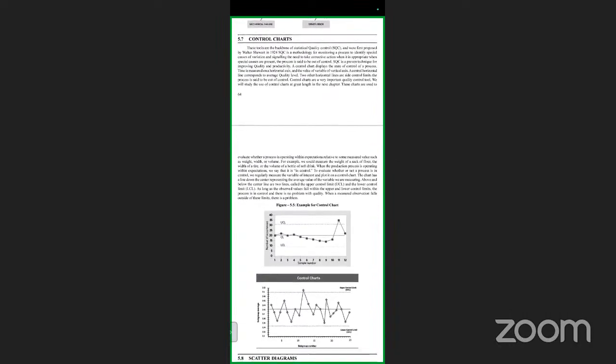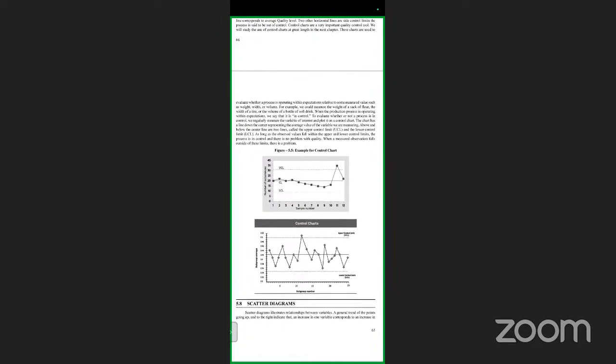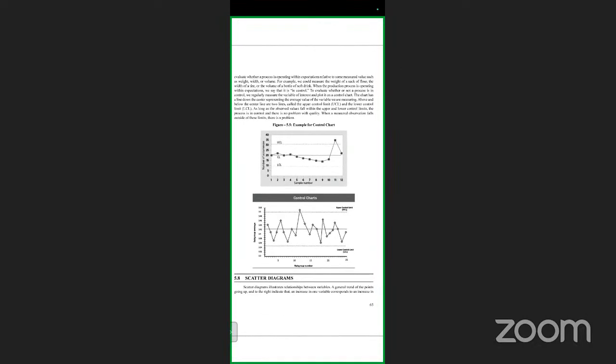So SQC provides techniques for improving quality and productivity. It is a chart that displays the state of control of a process, with time measured on the horizontal axis and the variable on the vertical axis. A process is said to be out of control when it goes beyond the central line limits. Control charts are very important quality control tools. We'll study the use of control charts at length in the next step.